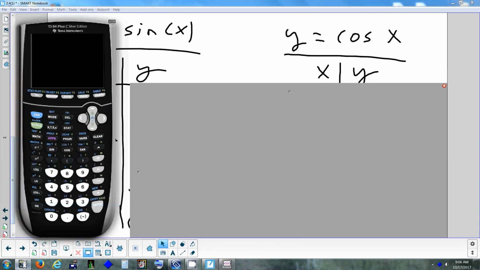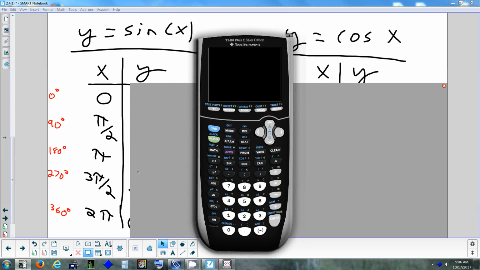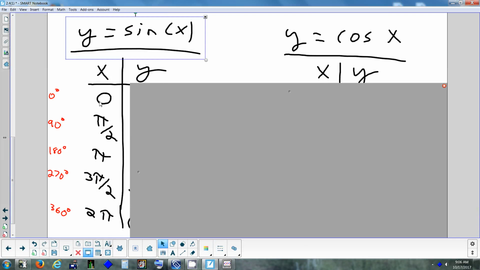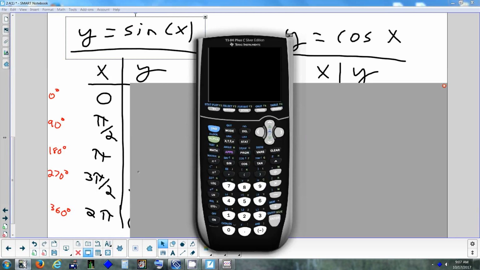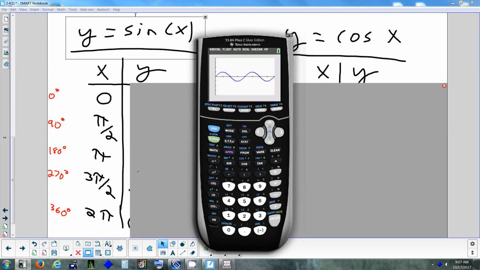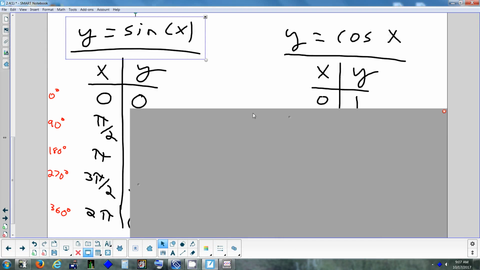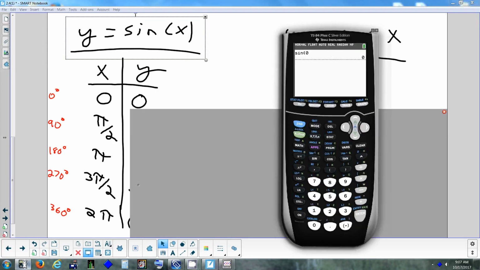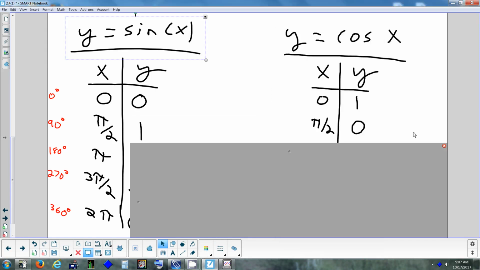So what we can do is use our calculator and figure out what the y values would be. If you plug in 0 for x in the sine function, let's see what we get for y. And remember, I have to do it in radians because my calculator is in radians. So for the sine of 0, I just typed it in. You got 0. Let's try sine of pi divided by 2. You get 1. Don't worry about cosine yet. We'll come back to that one.